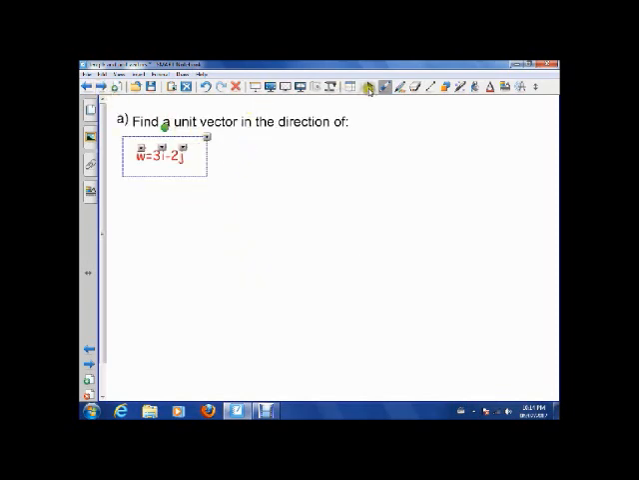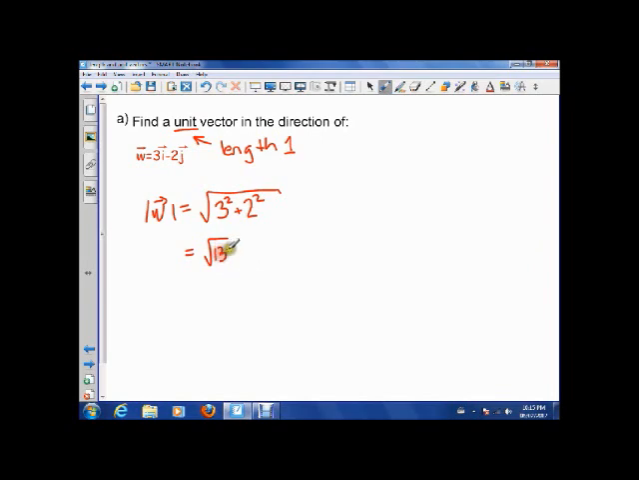So we want to find a unit vector. Remember, a unit is 1 unit, so what we want to do is find a vector of length 1, in the direction of w. The first thing we want to do is figure out the actual length of w. The length of w is, remember Pythagorean theorem, 3 squared plus 2 squared. I'm going to go plus 2 squared because if it goes up or down it doesn't matter. So this is the square root of 9 plus 4, which is 13. So root 13 is the magnitude of w.